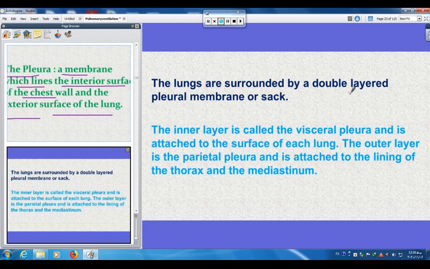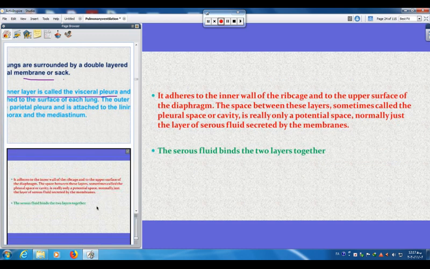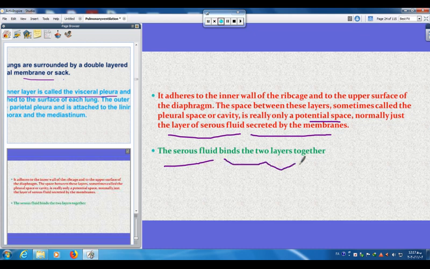The lungs are surrounded by a double-layered pleural membrane or sac. The inner layer is called the visceral pleura, and it is attached to the surface of each lung. The outer layer is the parietal pleura, and it is attached to the lining of the thorax and the mediastinum. The pleura adheres to the inner wall of the rib cage and to the upper surface of the diaphragm. The space between these layers, sometimes called the pleural cavity, is really only a potential space. Normally it holds just a layer of serous fluid secreted by the membranes. The serous fluid binds the two layers together.